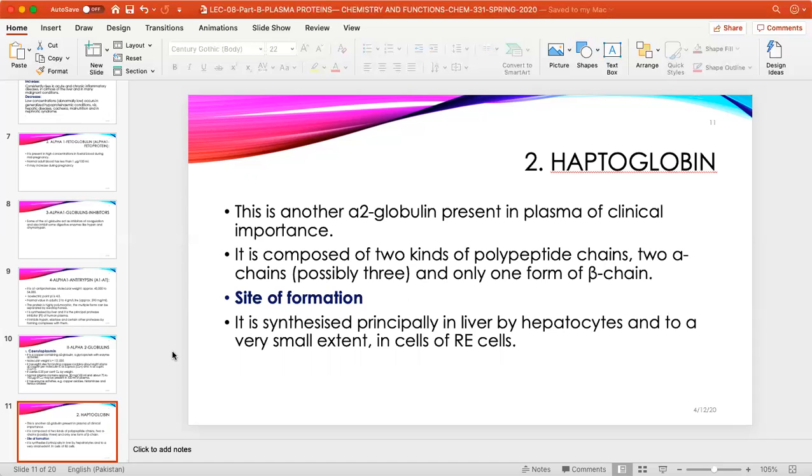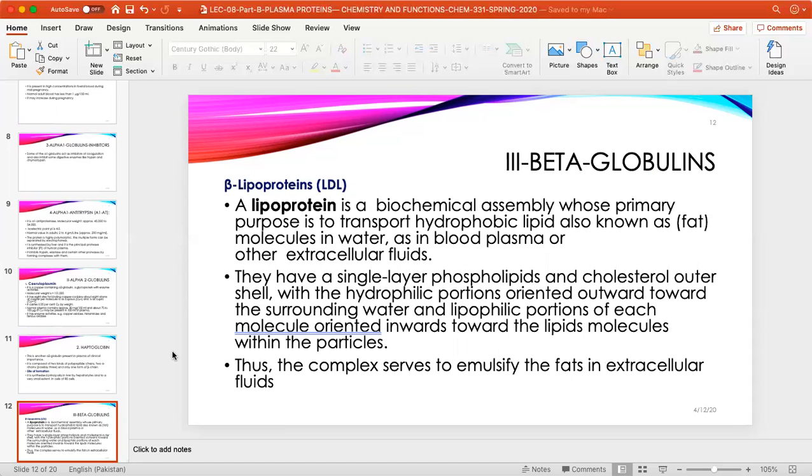Next, we go to slide number 12, which is the third kind of globulin, known as beta globulin. And it has 2 forms. Number 1 is beta lipoprotein. So let's explain the first form. Actually, it has 5 forms. Let's go to the first, which is lipoproteins, actually known as LDL. Lipoprotein is a biochemical assembly whose primary purpose is to transport hydrophobic lipids. Okay, hydrophobic lipids.